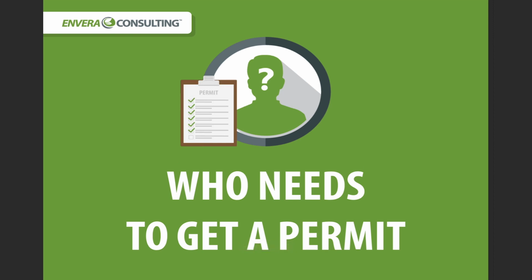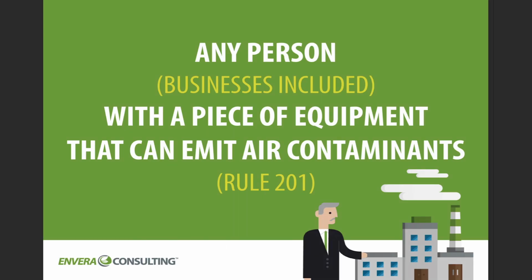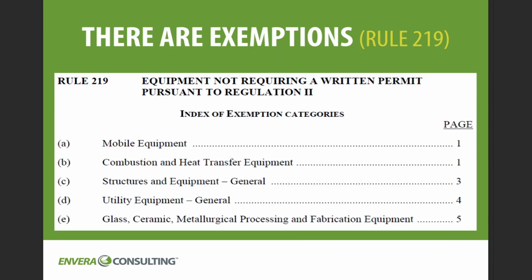And so let's start with the first W, or who needs to get an air permit. Within the AQMD, any person, businesses included, with a piece of equipment that can emit air contaminants generally needs a permit under Rule 201. Now, there are exemptions to the permitting requirements, and these exemptions are found in Rule 219.